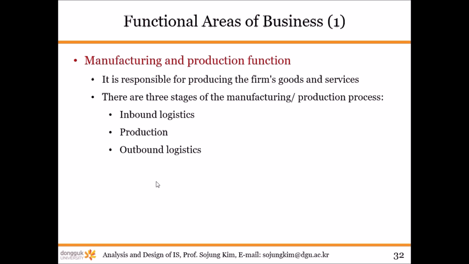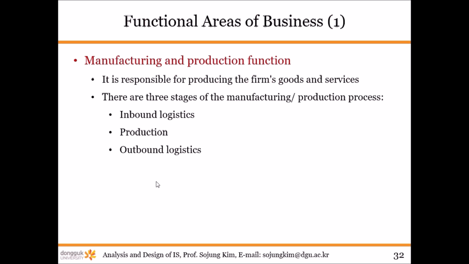All right, and then functional areas of business. Let's look at the functional areas of business: the manufacturing and production function. That's quite familiar, right? For the senior and junior students, you have already taken operations research as well as production management, something like that. So you are already familiar with this concept. But anyway, for the other students, let me explain this. The manufacturing and production function is responsible for producing the firm's goods and services. Apple makes the iPhone, Samsung makes the Galaxy, and something like that, right?